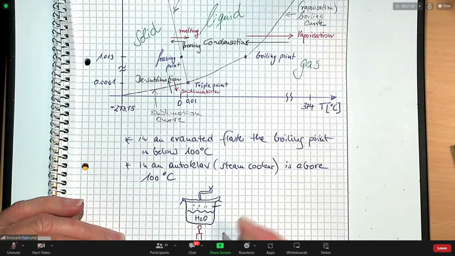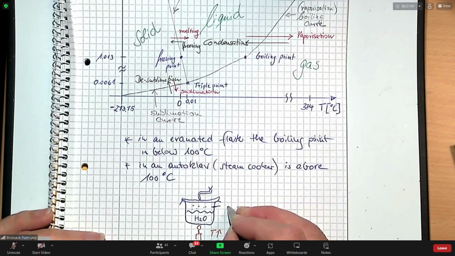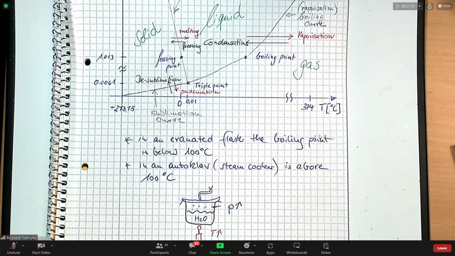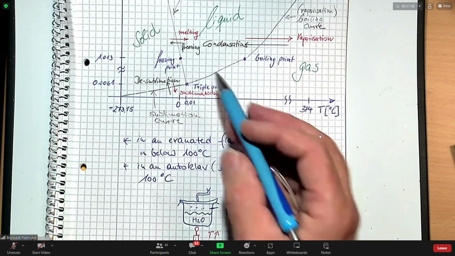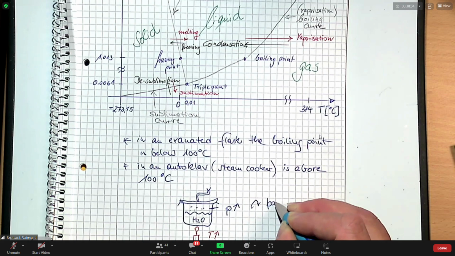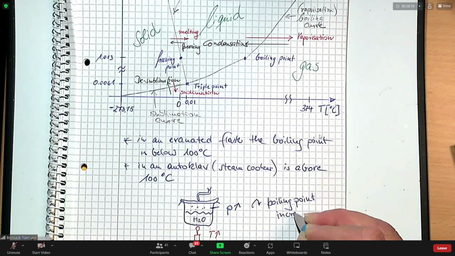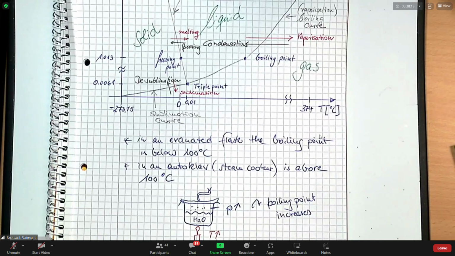But what happens when temperature increases? Then in the gas phase of our cooker, pressure increases. And when the pressure increases, when we look at the phase diagram, the boiling point increases. That's the behavior, and that's why we have liquid water above 100 degrees Celsius.